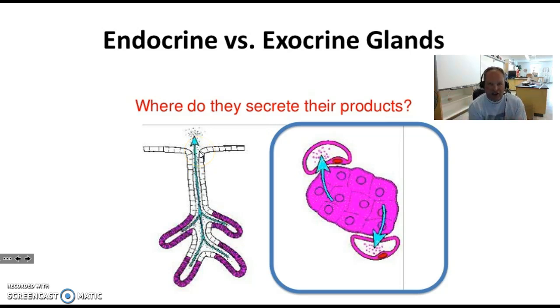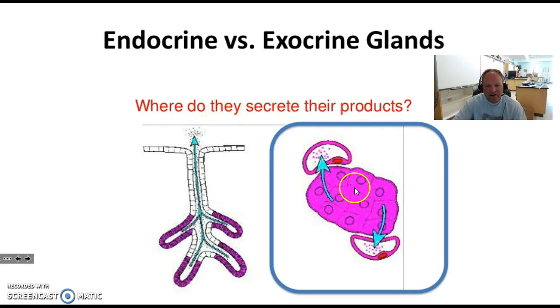If I have a duct, that means I'm secreting the product where it needs to go. Sweat glands all have a duct getting the sweat out. Salivary glands all have a duct, okay? The pancreas has a duct that actually connects to the small intestine, to my duodenum. That is an exocrine gland if it's in a pipe or a duct.